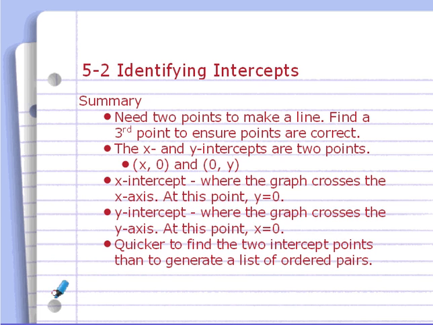So to summarize, up to this point, we've been generating ordered pairs. And keep in mind, we need 2 points to make a line or define a line. Pick a third point just to make sure your points are correct, that you've plotted them. Finding the x and the y intercepts are 2 points. So you write them as ordered pairs. The x-intercept is where the graph crosses the x-axis. Y must always be 0. The y-intercept, x is always 0. And again, it's a little quicker to find the 2 intercept points than to generate a list of ordered pairs.